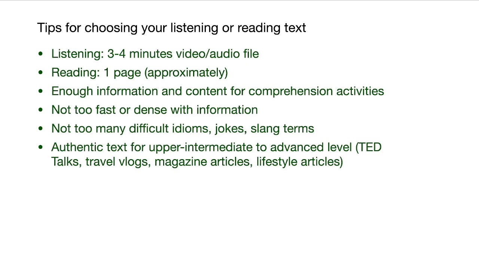So, authentic text for upper intermediate to advanced level is good. So, TED Talks, you can find TED Talks that are very short, around about 3 minutes. Those can be good. Travel vlogs, okay, so short travel videos explaining a location or a restaurant or a museum or a city. Those things can be good because they have lots of good content.